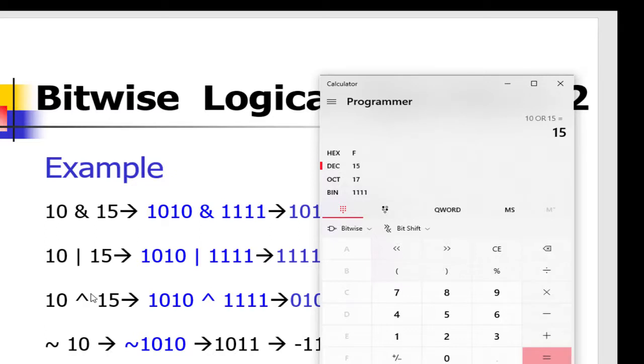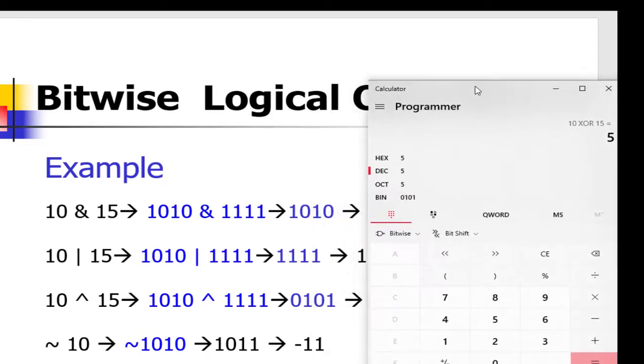The next one is 10 XOR 15. Clear, 10, XOR 15. Then this gives you 0101, and this equates to 5 base 10, as you can see here.